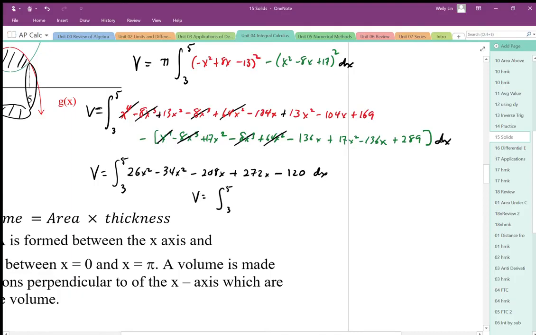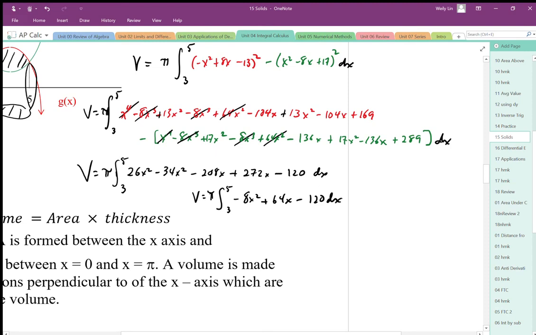From 3 to 5, that's going to be negative 12, sorry, negative 8 x squared. Okay, that's going to be plus 64x. Don't forget my pi in there. I forgot a pi in here. Okay, so make sure I have my pi in here. And then minus 120 dx. There we go.